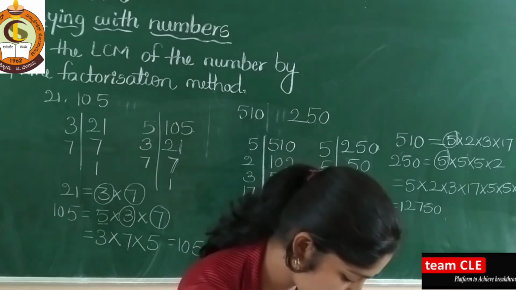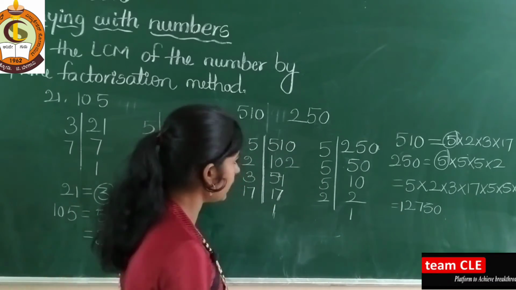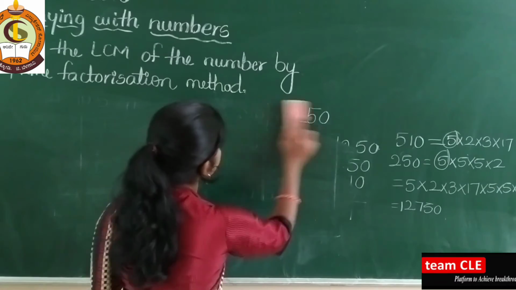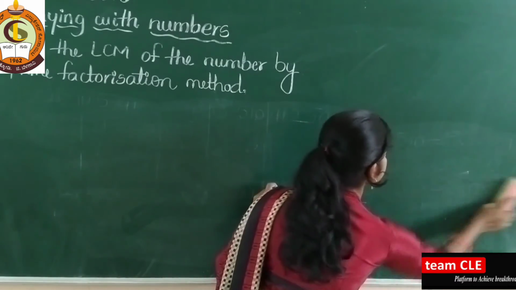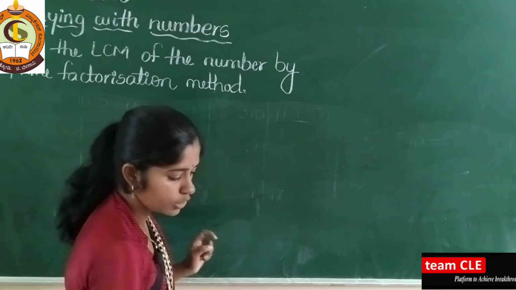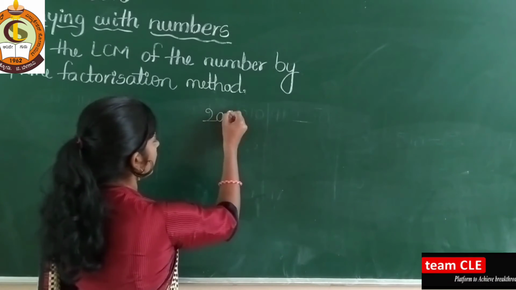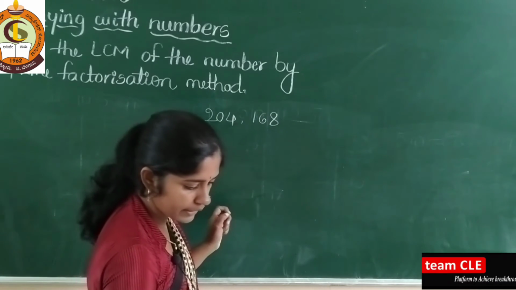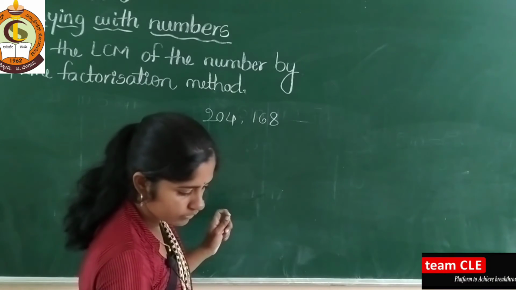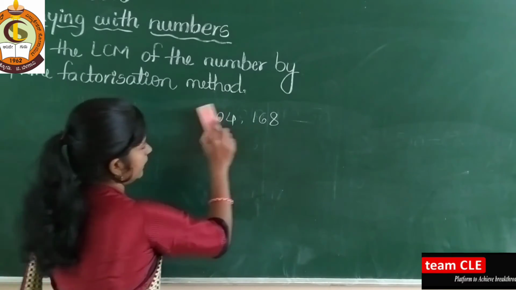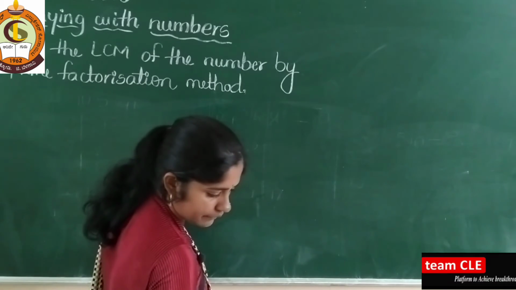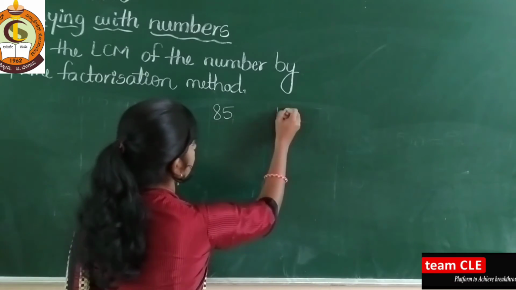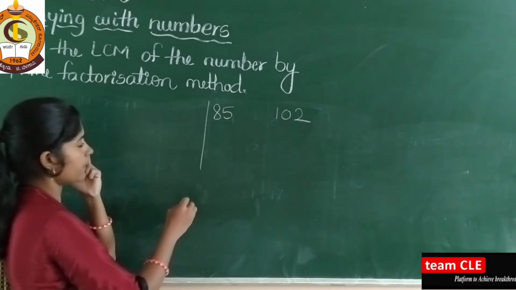Okay. So next, I will take one more example from your exercise, and that is 204 and 168. I hope you solved that example. I will take one more example, 85 and 102. So let us see this, let us find its prime factors.